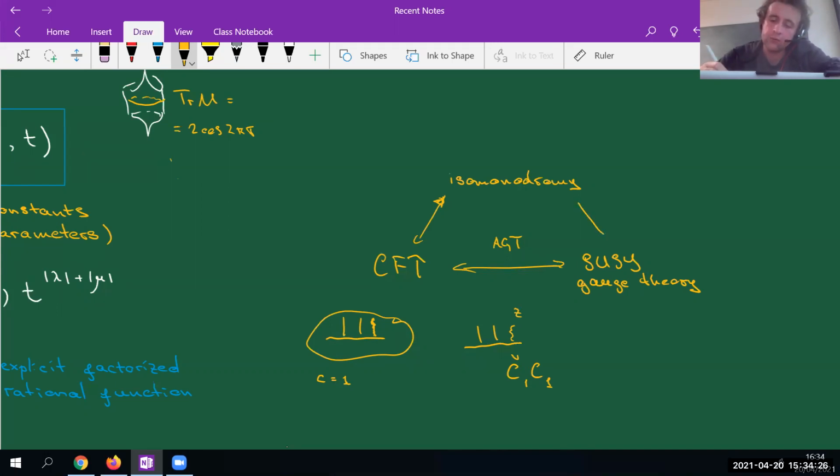Now, of course, it would be nice to also have this arrow here, but at least to my understanding, this is not clarified yet. So what we do in order to get these sums over partitions is that we go from here to here and then to here.